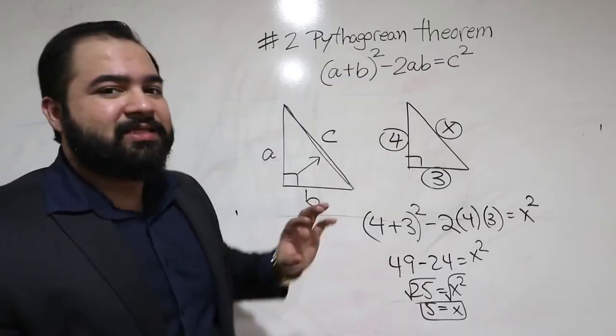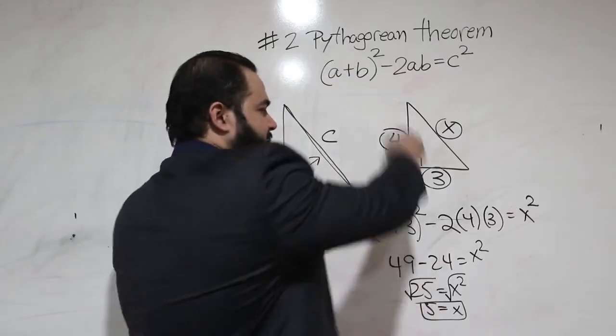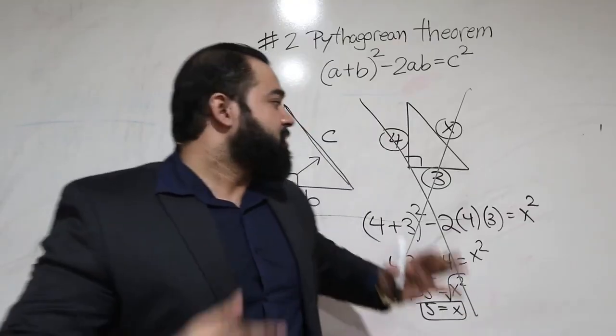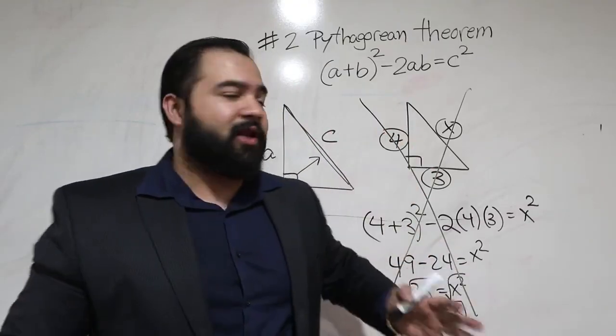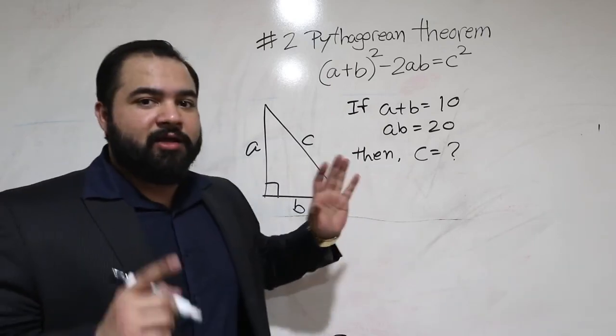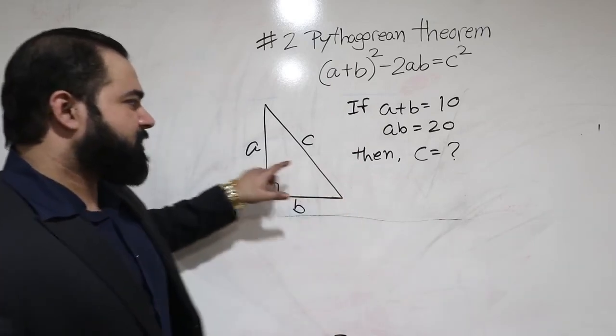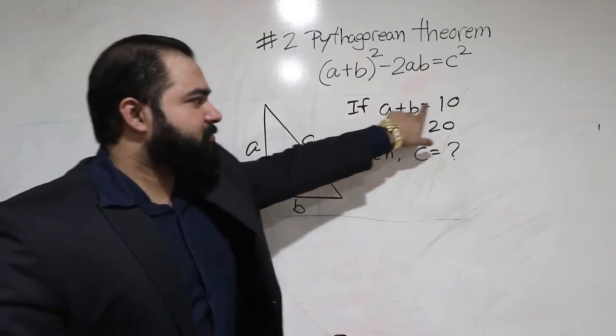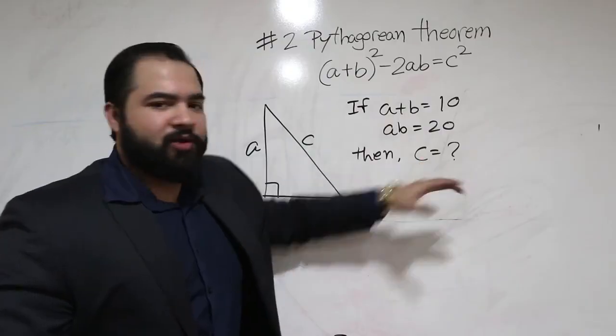Now this formula is not for these kinds of questions. So what kind of questions do you solve with this formula? We're going to try the question we had at the beginning of the video. The question was: the three sides of this triangle are A, B, and C, and if a plus b is 10 and ab is 20, then what is c?